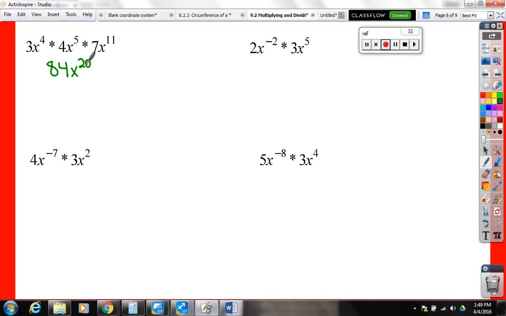Okay, let's take a look at this one. This one has negative exponents, but you're still going to add the exponents. Only one of them is negative. So 2 times 3 is 6. I'm going to add negative 2 plus 5, which gives me positive 3. Mariah, try this one.